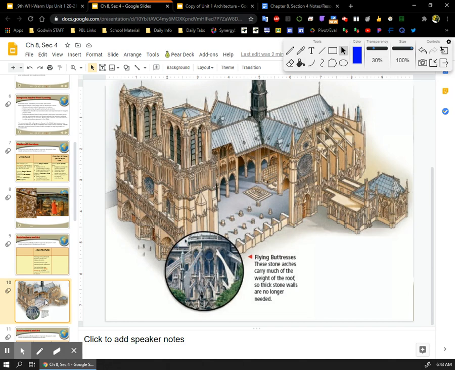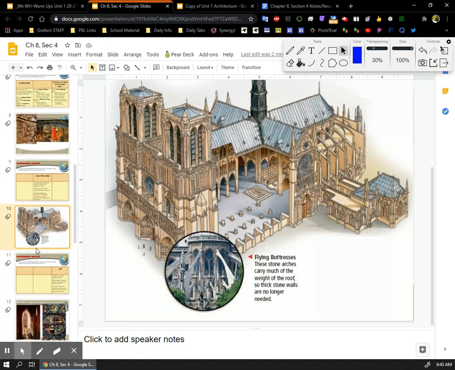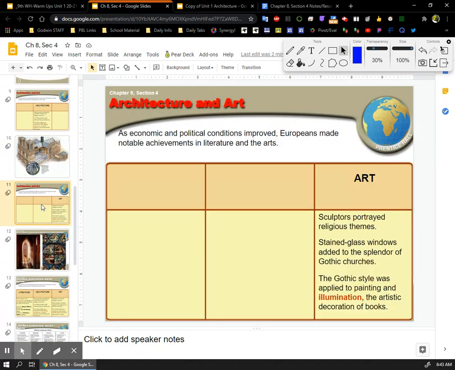So that is architecture for the time. Notice the buildings start to get a lot more tall, a lot more flamboyant, very beautifully laid out. One other change you're going to see is in art. You're going to see a lot more sculptors. They're going to start to portray religious themes. Stained glass windows, which you guys just did a project on, are going to become kind of the key to what it is that these churches have, these beautiful stained glass windows. They add to the splendor that is the Gothic church. You're also going to see illumination, or artistic decorations of the book, which we saw with Dante's Inferno.